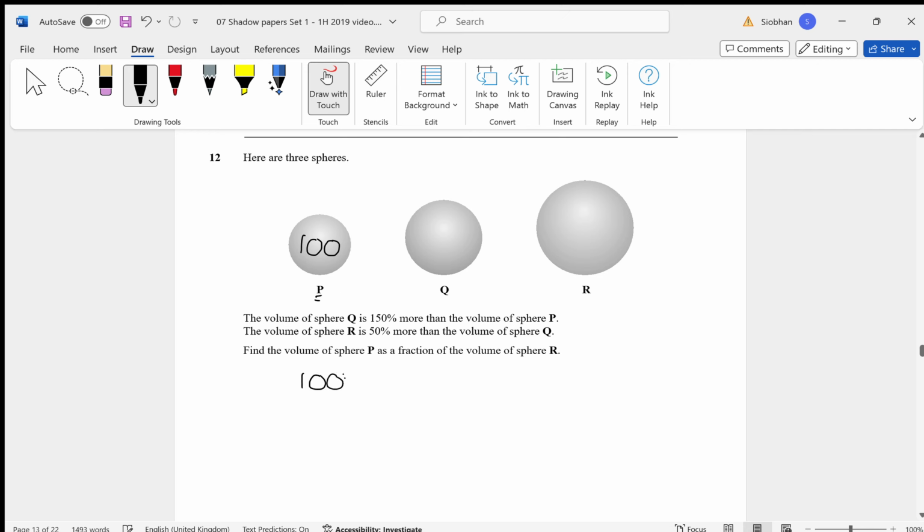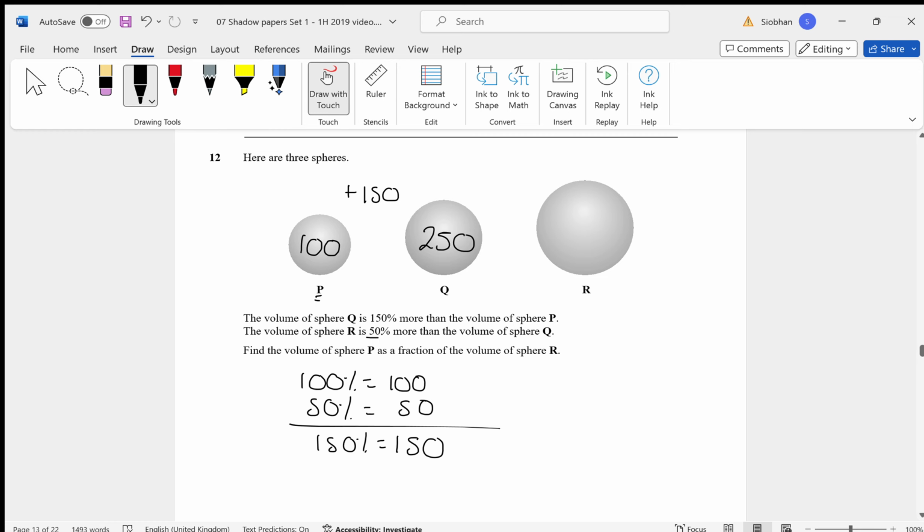So we know 100% of 100 will be 100. We know 50% of 100 will be 50. So if we add those two together, we know 150% of 100 would be 150. So we want to increase it by that number. That means adding on that extra 150. So that means the volume of Q would be 250.